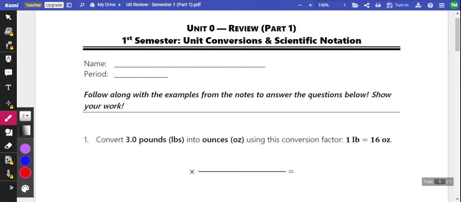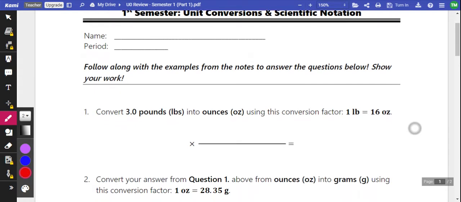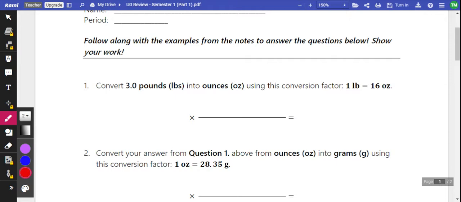Okay, so let's start with this. Convert 3.0 pounds into ounces using this conversion factor. Okay, so the data that we are converting is 3.0 pounds, and whatever data we're given goes out front of this. So we're going to be changing this 3.0 pounds. Whatever data we're trying to convert never goes in our conversion factor. That's supposed to be the relationship between the old unit we're trying to get rid of and the new unit we're trying to get to. So I don't want to throw my data in there.